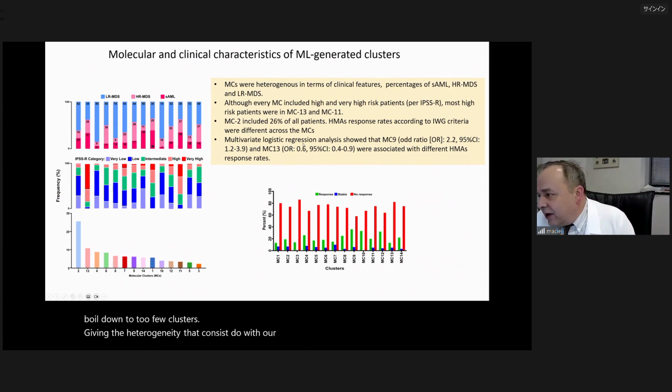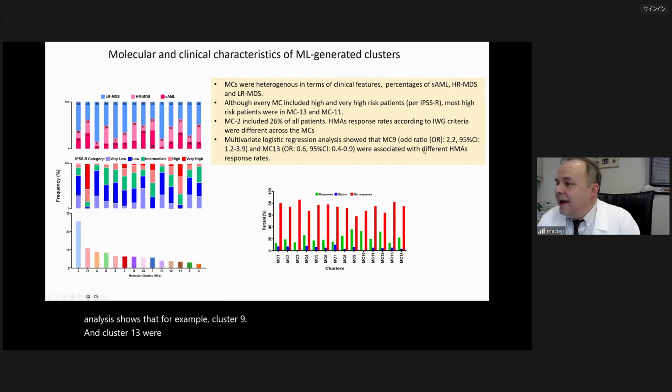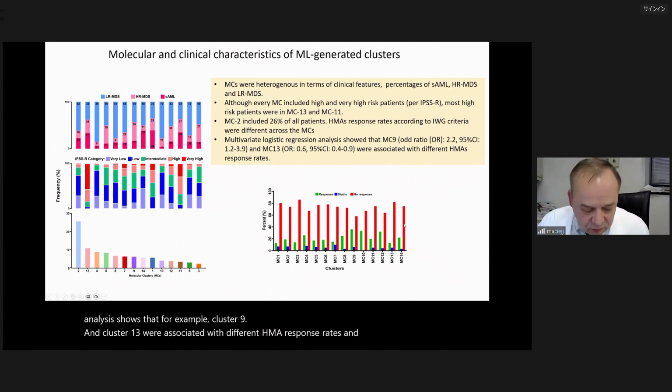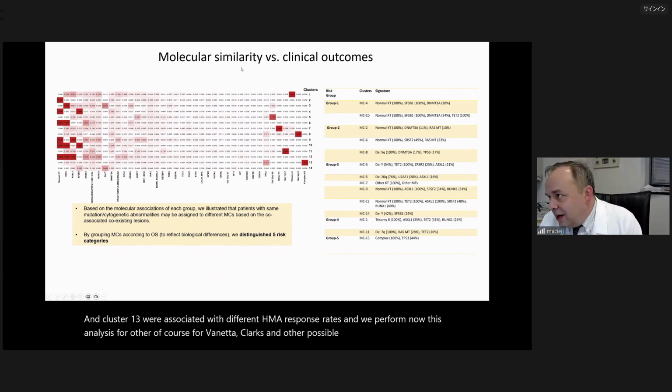So the multivariate logistic regression analysis shows that, for example, cluster 9 and cluster 13 were associated with different HMA response rates. And we perform this analysis now for, of course, venetoclax and other possible mutations. So, molecular similarity versus clinical outcomes.